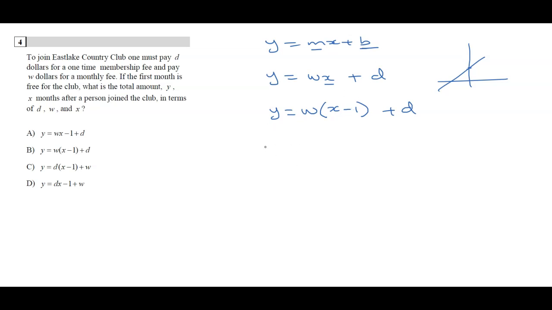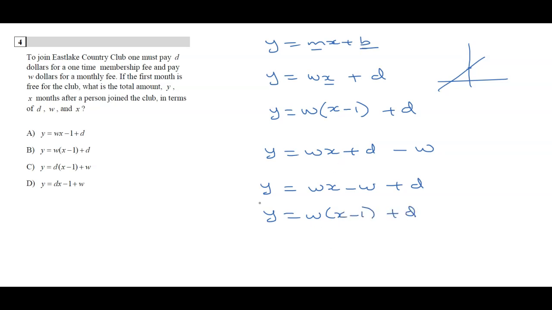The other way you could look at this also is Y equal to WX plus D. This is the rate if nothing was free. But if the first month is free, we can subtract W from that. So look at it this way. Now we can group common terms together so we can factor out. So we have WX minus W plus D. Then we can say W times X minus 1 plus D. So it gets you to about the same place.